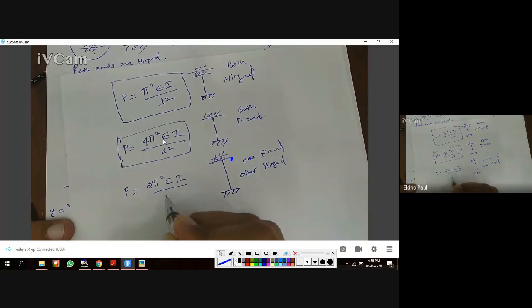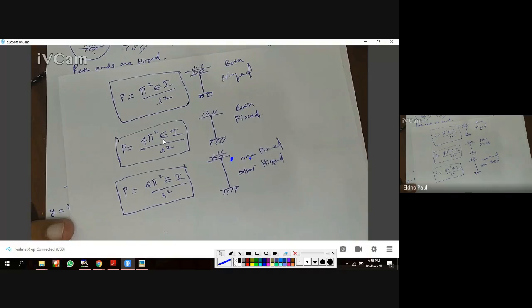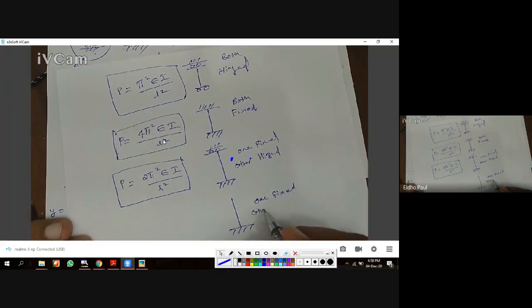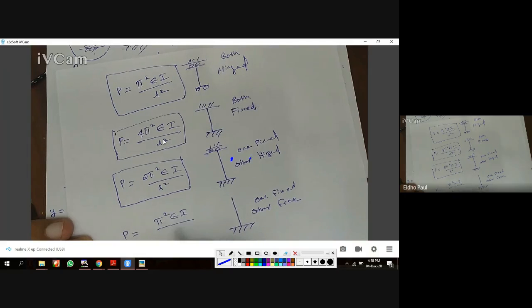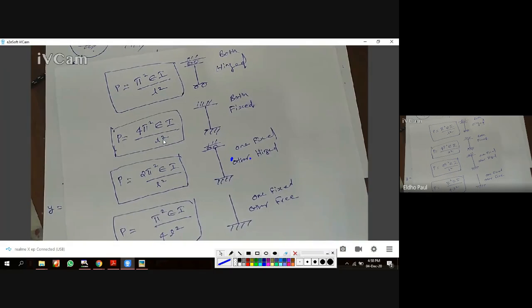We can derive this formula similar to the previous derivation, but I am not going to derive this. So this is the final formula after derivation for one end fixed and the other end hinged. Next one is one end fixed, other end free. Here P is equal to pi square EI by 4L square. So this is the load carrying capacity.